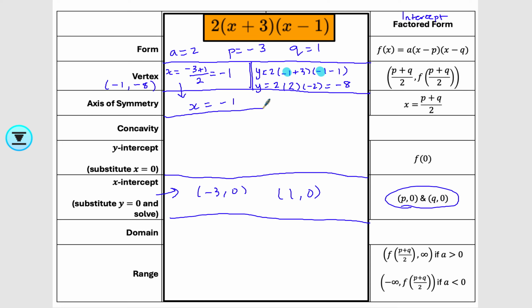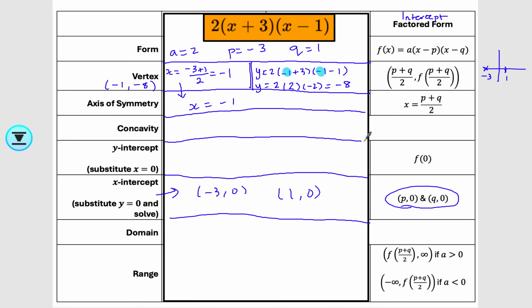Now I'm just going to explain quickly why this formula works. Why are we doing P plus Q over 2? It's because P and Q are your x-intercepts. This is when your graph crosses the x-axis, so at -3 and at 1. So if I'm looking at the vertex, or the axis of symmetry, I'm looking at the middle of those two numbers. Well, the middle of any two numbers is just you adding them and dividing by 2.